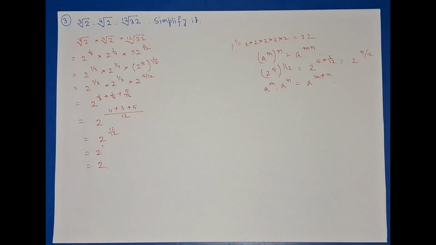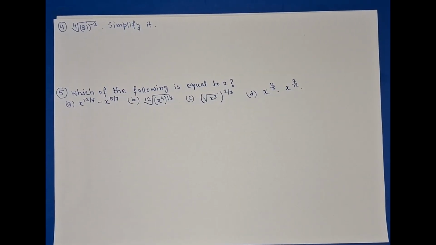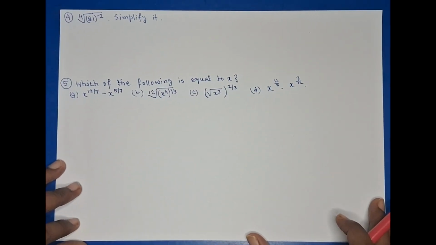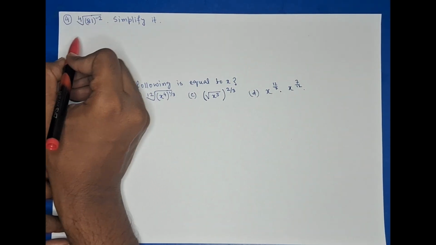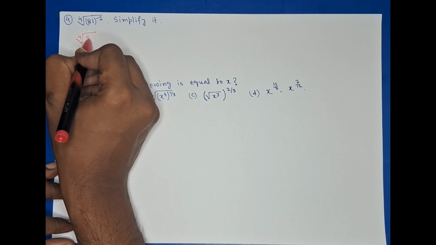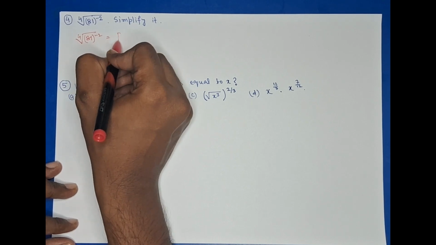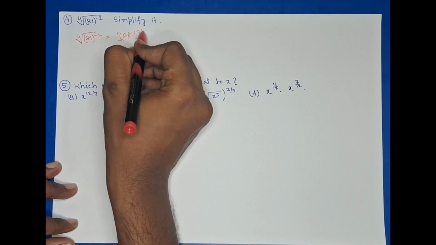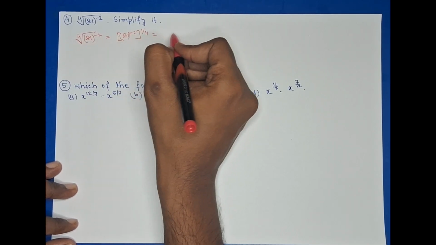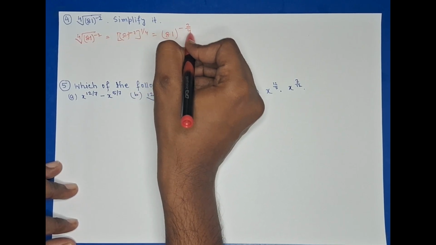I hope you have understood this one also. Very easy problem. Let's go to the another one. Now the question number 4. Fourth root of 81 to the power minus 2. Fourth root of 81 to the power minus 2. We can write it as 81 to the power minus 2 whole to the power 1 by 4. Okay. Again we are writing it as 81 to the power minus 2 by 4.